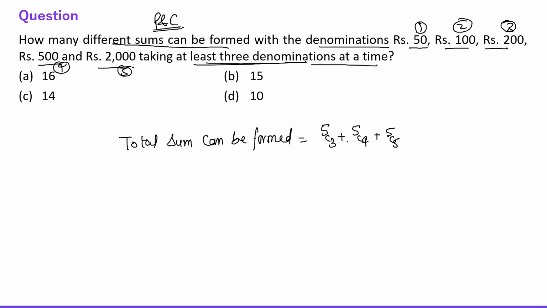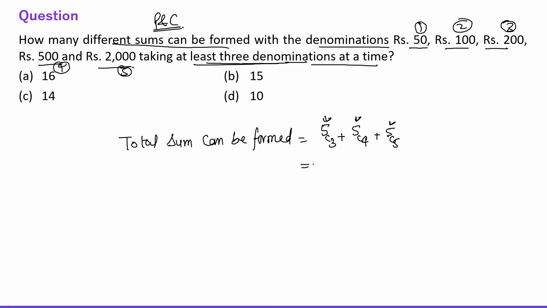The total sums can be formed in 5C3 plus 5C4 plus 5C5 ways. Why? Because they are saying at least 3, which means 3 or more. In the first case we have taken 3, so 3 out of 5, this is 5C3. In the second case we have taken 4, then 4 out of 5, it is 5C4. And in the third case we have taken 5, so 5 out of 5.